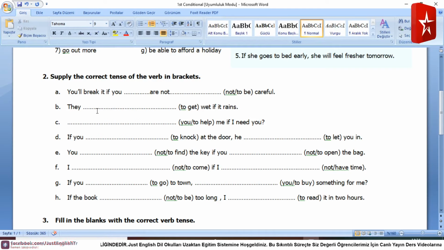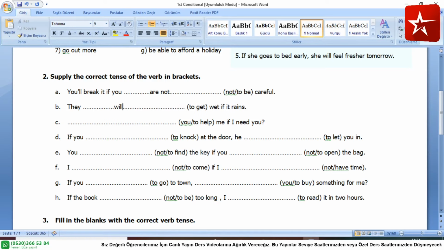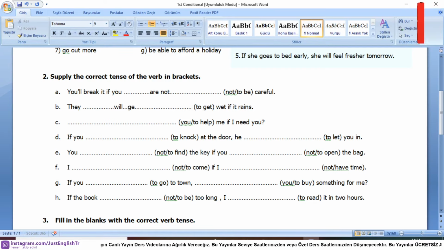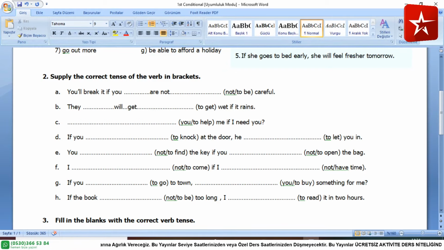And B. They. And we have it. If it rains, okay, they, we should use will, okay, will and what? Get. They will get wet if it rains. Yes, they will get wet if it rains. Mohammed, it's great. Sena, it's great. Irina won't be careful. Not Irina.